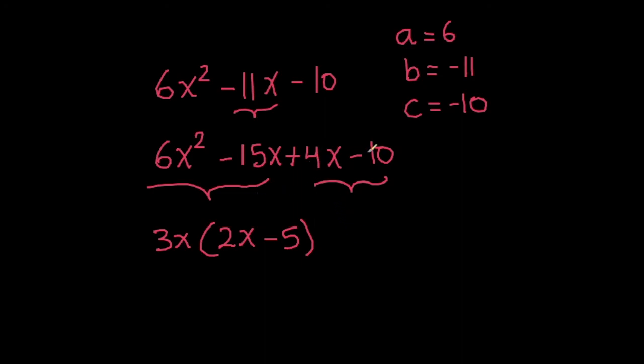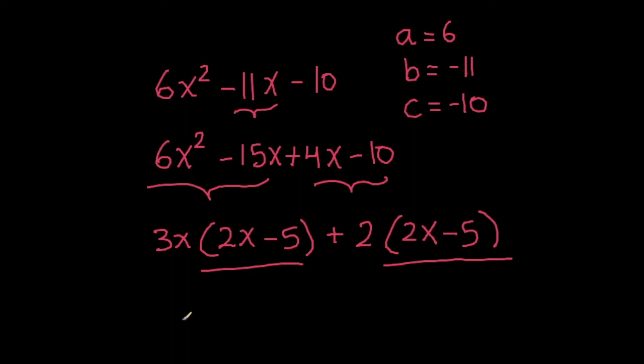All right, so for our second group over here, we can pull out a 2. Both terms have 2 in them, so plus 2. We open up a new set of brackets, and we keep what remains aside. 2 times what gives me 4x, just 2x. There's a minus sign, so I'm going to keep it. 2 times what gives me 10, just 5. Notice again we have two terms, both of which have 2x minus 5. So we can pull that out. So 2x minus 5.